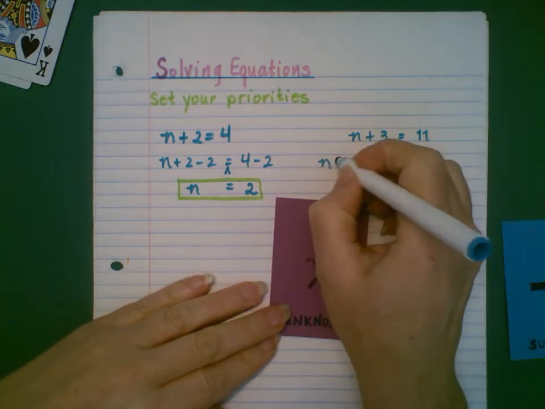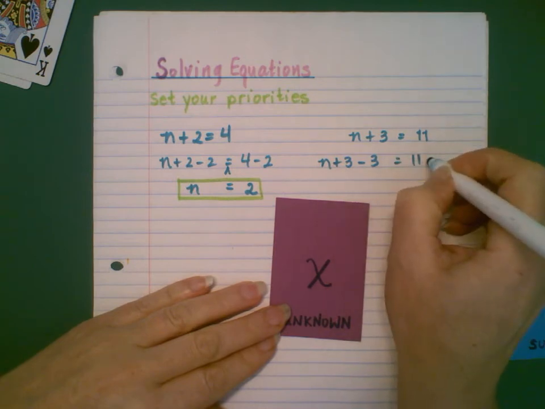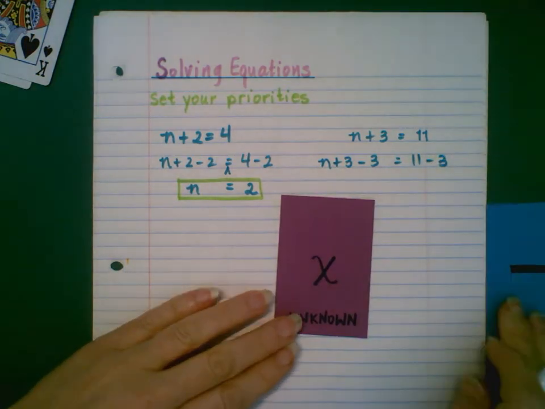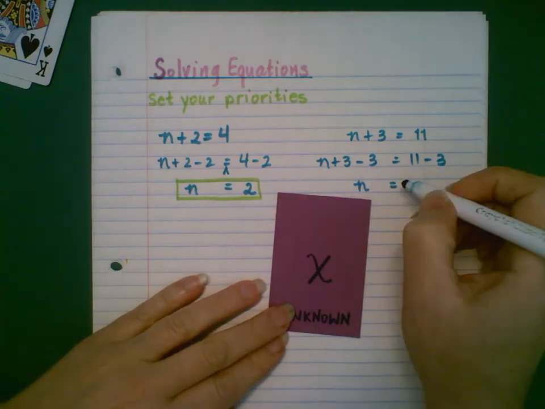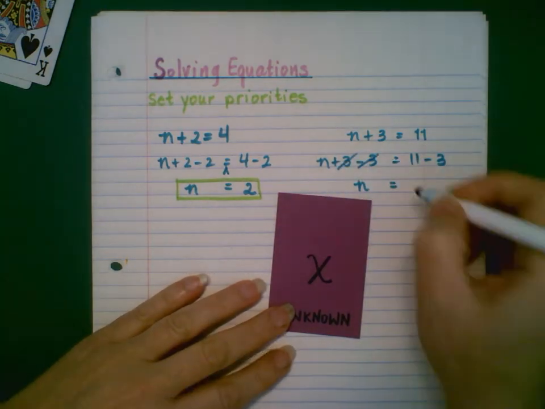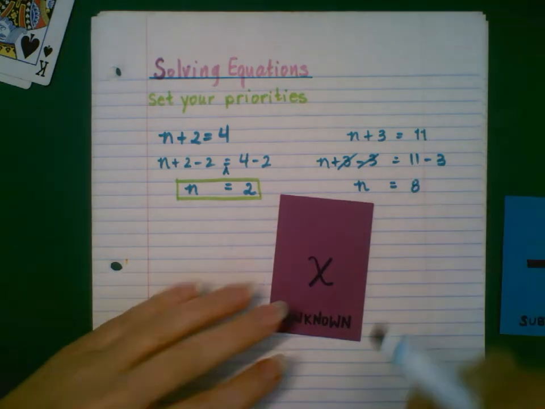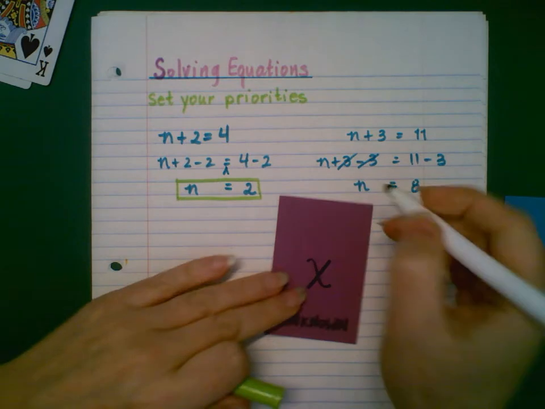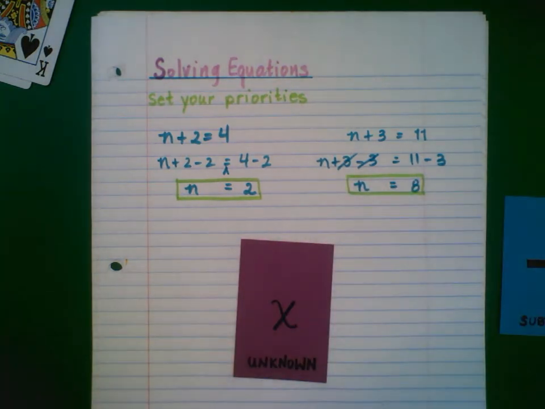So I'm going to subtract the 3 from both sides to maintain the balance of the scale. And I will be left with n on the left-hand side. These two cancel each other out. And this is going to be 8. Like that.